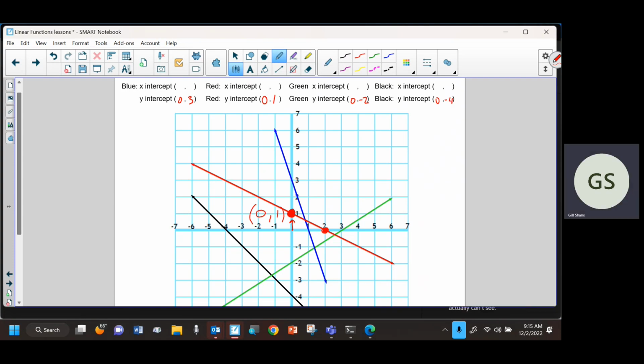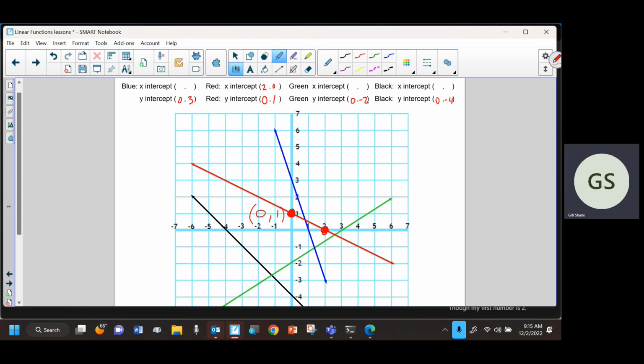Now for the X-intercepts, I do the same thing, only if you'll notice for the X-intercept, I have to go either left or right first. Then I don't go up or down for the second number. So for example, for this X-intercept, I go right to the number 2. So my first number is 2. I don't go up or down, so my second number is 0.